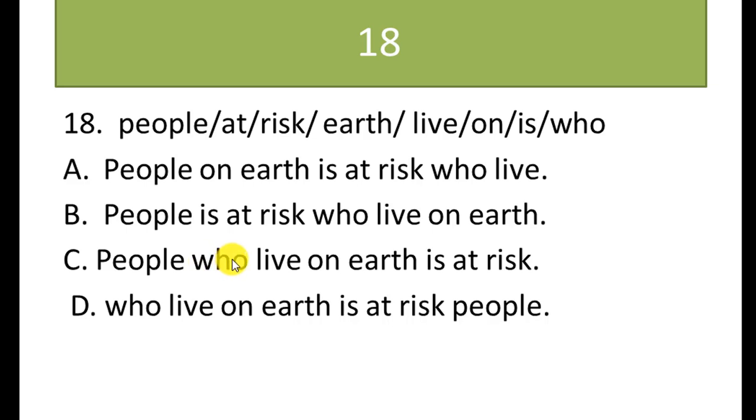And "who" is a relative pronoun which modifies the subject, people. "Who live on earth" is the relative clause. Is this a sentence? No sentence. It's a clause, a relative clause. It is defining what kind of subject it is: people. So, people who live on earth is at risk. Absolutely right. Meaningful. So this is the right word, the right structure, and a coherent sentence here.